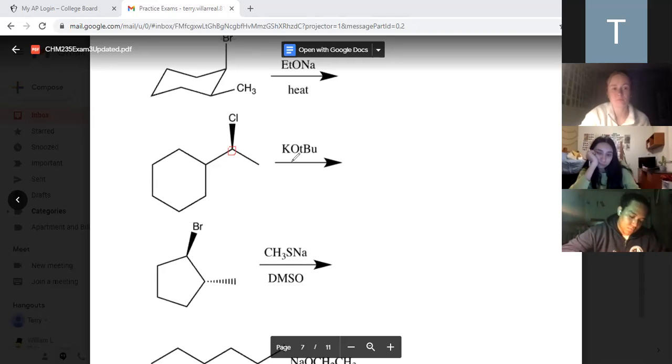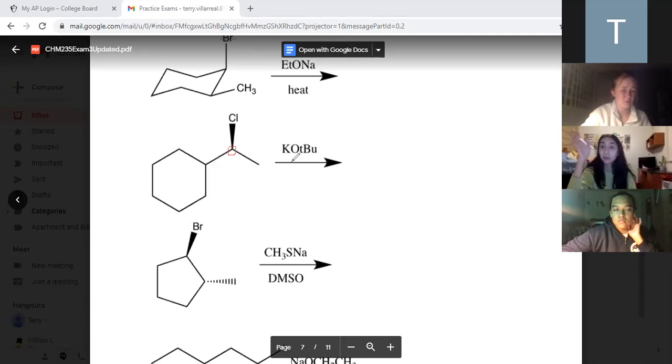Right? So now, if this is a strong base, and we have a secondary carbon, what type of reaction is going to happen? Strong base, secondary carbon, E2. Remember, strong base, secondary carbon, it's going to be E2. All right, so now we know that this is going to be an E2, but now we have a problem.